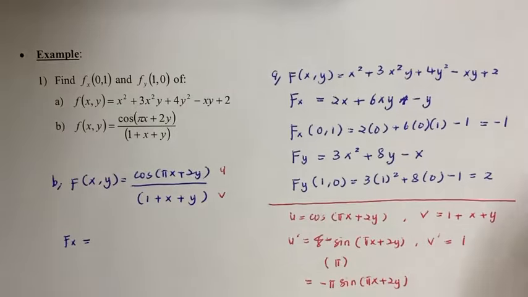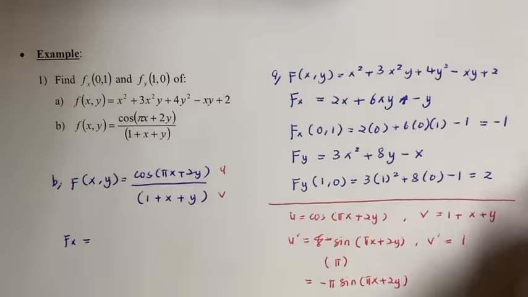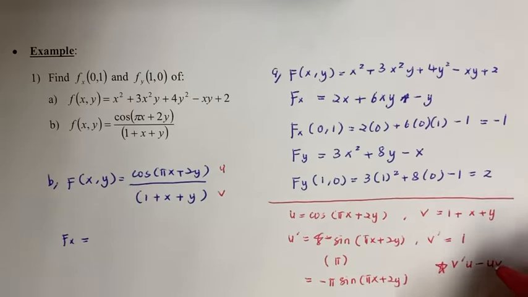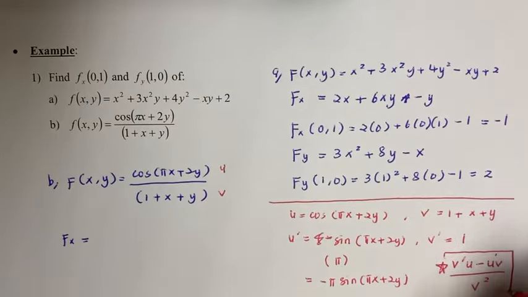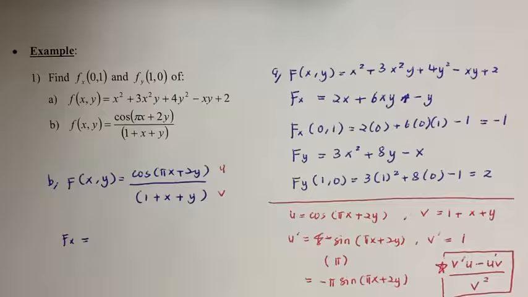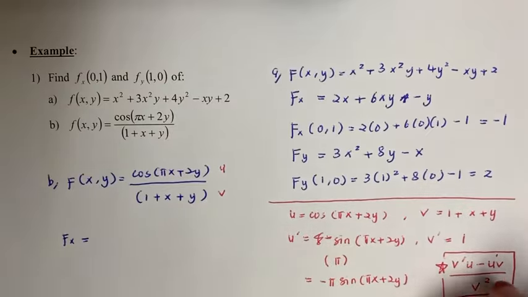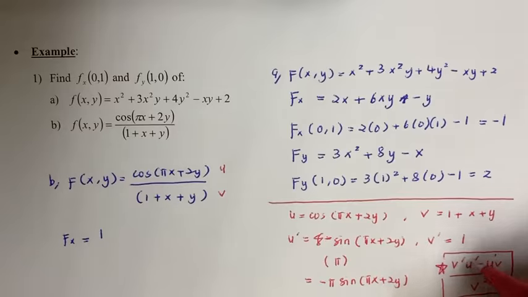And then for the quotient rule, you must remember the quotient rule. Okay, this is the formula for quotient rule. So substituting your u prime, v prime into this. Sorry, this is v u prime minus u v prime. So the formula for quotient rule is v u prime minus u v prime, divided by v square.